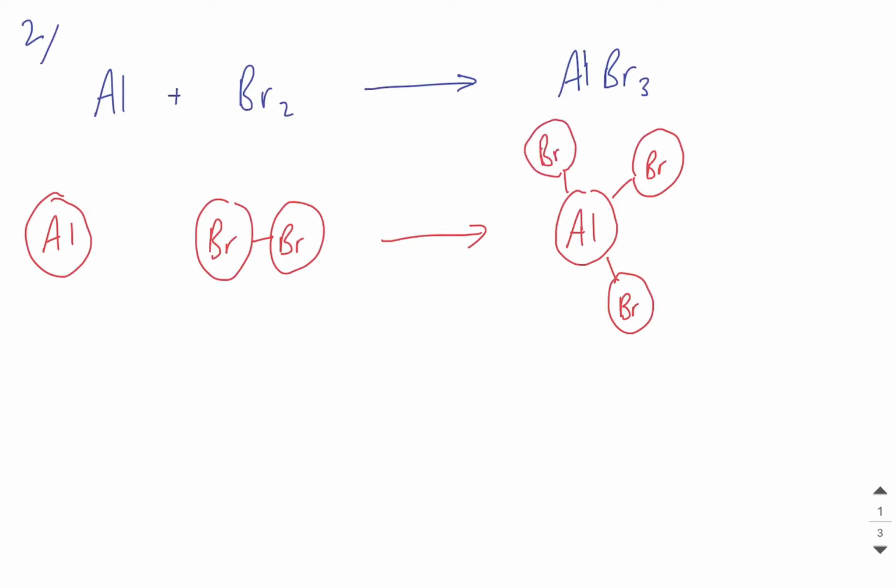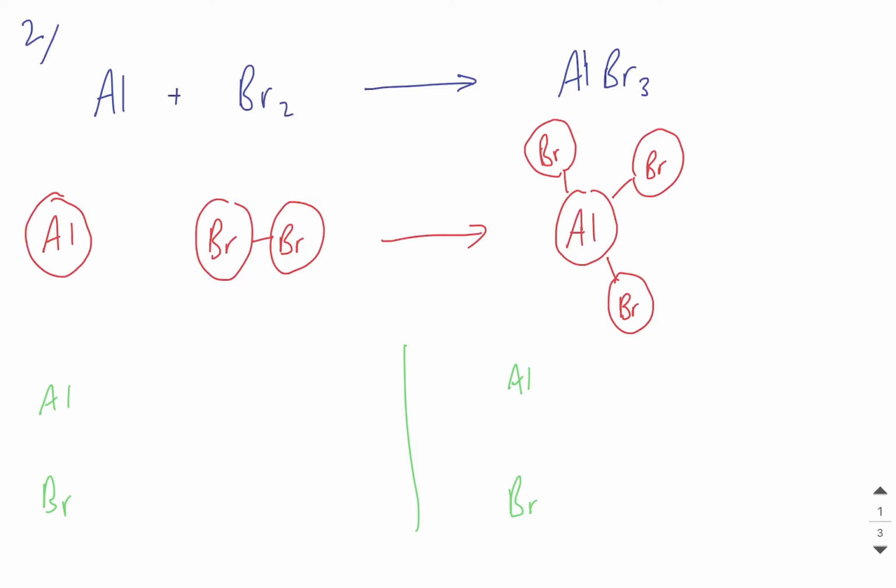So I can add in more of this whole thing. I can have another entire one of these, but it's always going to be an aluminium stuck to 3 bromines, because that's what that molecule is. It is always an aluminium stuck to 3 bromines. Right, let's add up some of them. So I've got aluminium and bromine on the left, aluminium and bromine on the right.